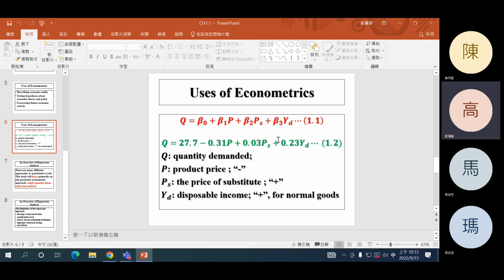And when we say specification error, what does it mean? It means either we omitted one of the factors, or we added something irrelevant. That means specification error. Okay, then how do we get the correct specification?